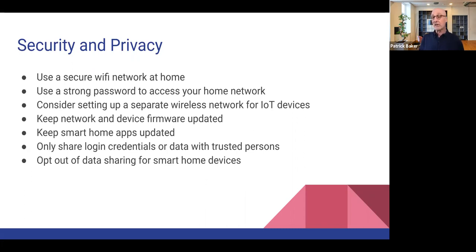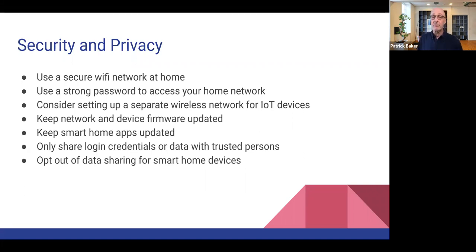Consider setting up a separate wireless network for your Internet of Things devices. A lot of routers allow you to set up what is often referred to as a guest network. You're using the same network hardware, the same Wi-Fi router that you're using for your main network, so you're not buying extra equipment to accomplish this. It's basically setting up an additional parallel network with its own password and all that stuff that you can attach your devices to.